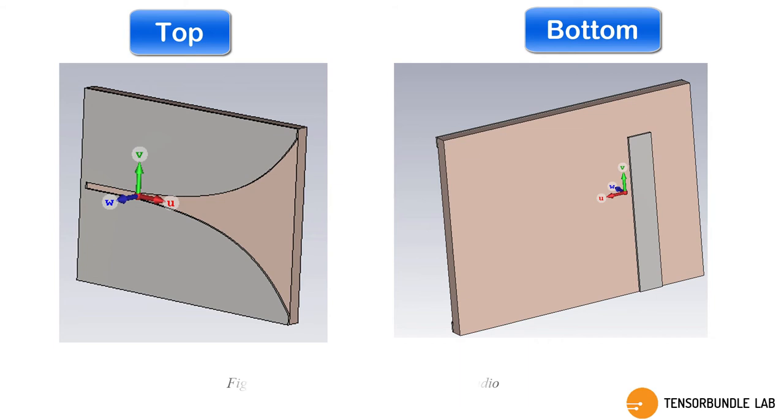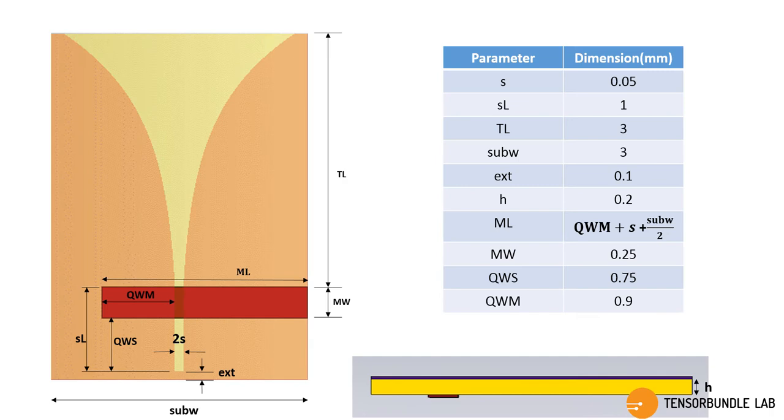These are the two sides of Vivaldi, and it is fed by a microstrip to slot transition. And this is the dimensional layout of Vivaldi. The table contains the parameters and their values, which we are going to use in CST for the design process.